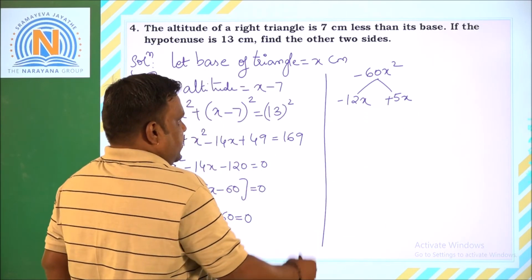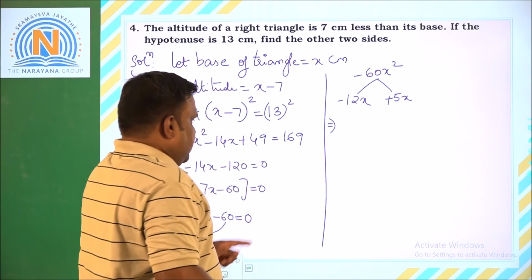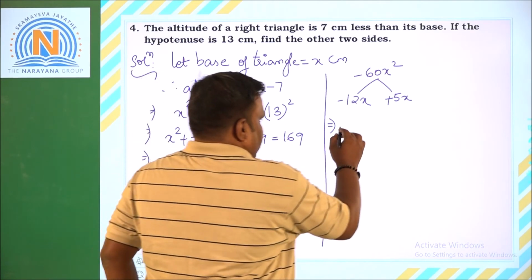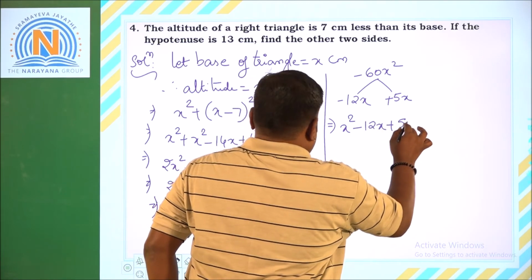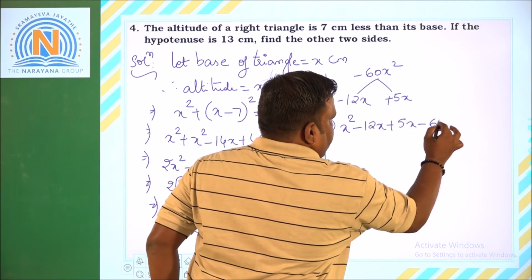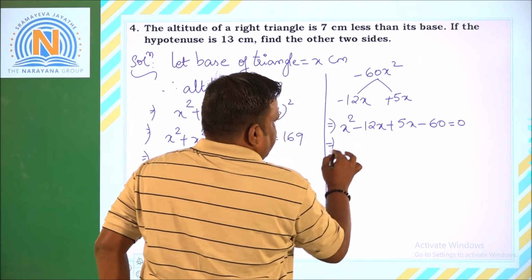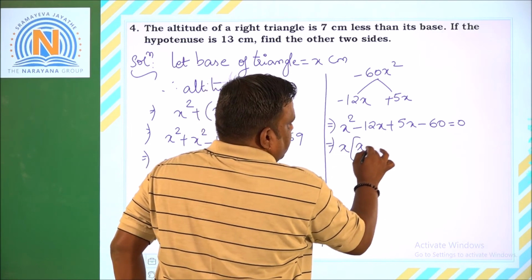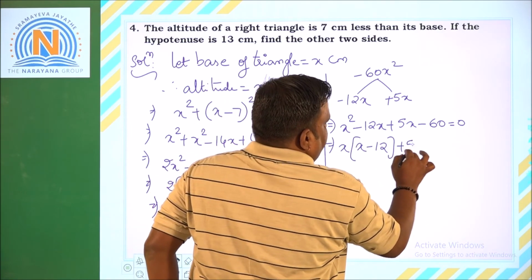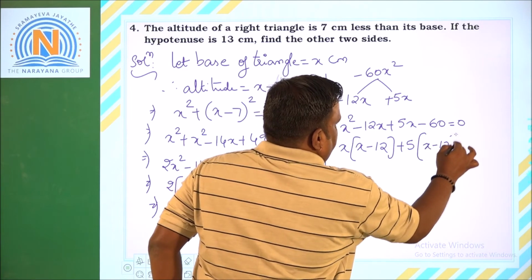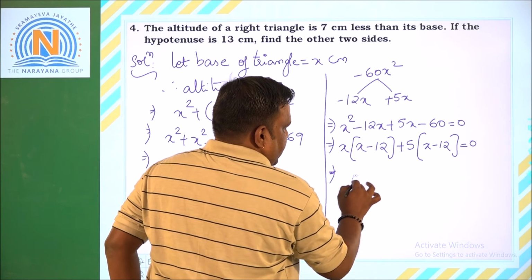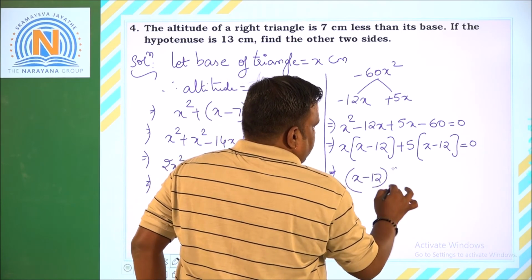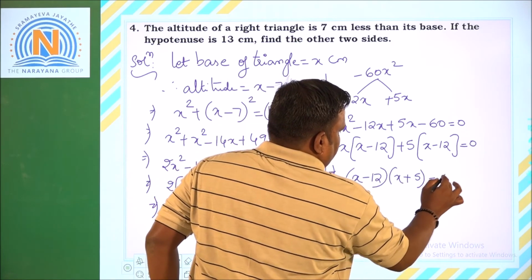Now substitute here. In place of 7x, write these two parts. That means I will be left with x square minus 12x plus 5x minus 60 equal to 0. From this, take x common from the first two terms: x into x minus 12 plus 5 into x minus 12 equal to 0. Take the bracket terms common: x minus 12 into x plus 5 equal to 0.